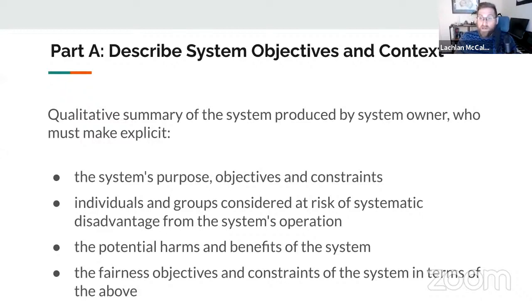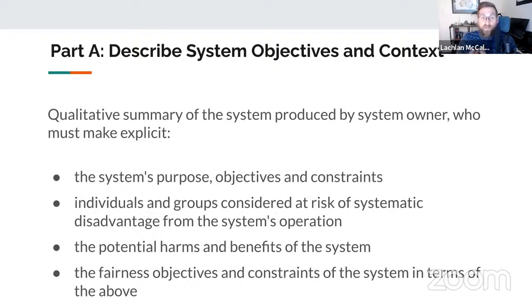Okay, so the first part is about describing the system objectives and context. The purpose of this part is really to make explicit the objectives and constraints of the system that's being assessed and to understand its level of risk. So these objectives both relate to fairness as well as the other purposes and constraints of the system, including regulatory ones.